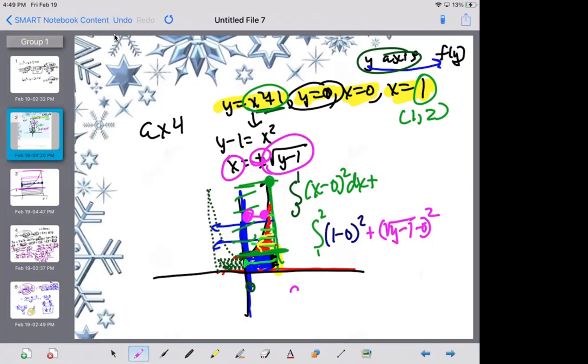All right, so I have the integral from 1 to 2 of 1 squared plus the square root of y minus 1 squared, which is just y minus 1. Wait a minute, I made some sort of mistake. Sorry, I didn't set that up right. I did too much explaining.